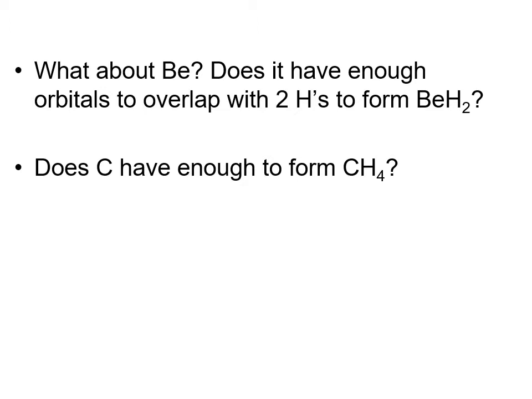So let's say we had beryllium. Does it have enough orbitals to overlap to join onto two hydrogens as it does in the case of BeH2? So we know this molecule actually exists, so we need to figure out how it is able to do that. And then carbon, same problem we have here when we actually look at the bonding of it. We have carbon forming 4 bonds, which we know it loves to do, but how does it do it?